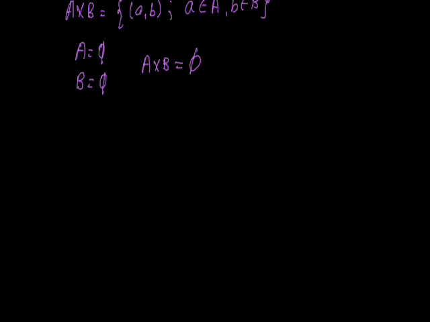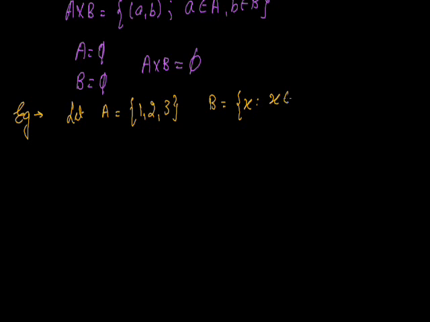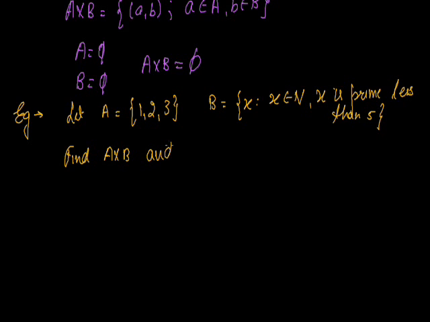Let's move to the example. Let A be equal to {1, 2, 3}. Set A contains elements 1, 2, 3 and set B contains x, where x belongs to N and x is a prime less than 5. We have to find both A cross B and B cross A.